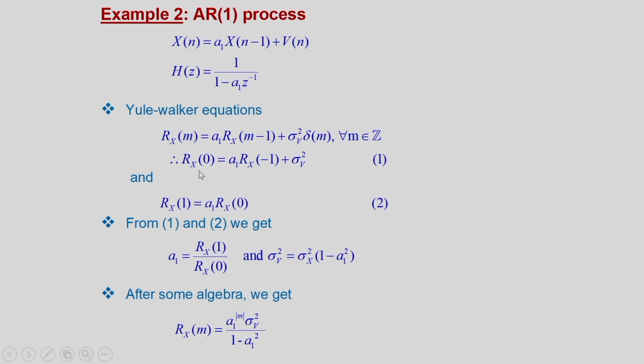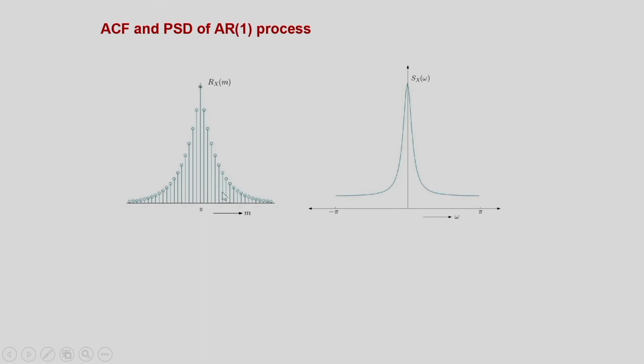If I solve this difference equation with the initial condition, we will find the solution for the autocorrelation function. It will be an exponentially decreasing function. So, we can plot this autocorrelation function for different values of m. It will gradually go down. Similarly, for the power spectral density, in this case the pole is on the real axis, a real number. Therefore, it will have a sharp peak at the origin only, at zero frequency. This is the power spectral density plot of a typical AR(1) process, and this is the typical autocorrelation plot.